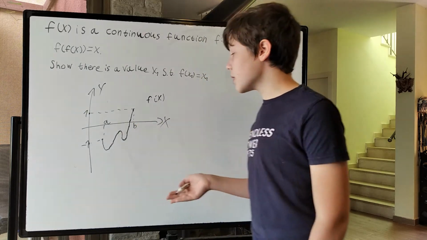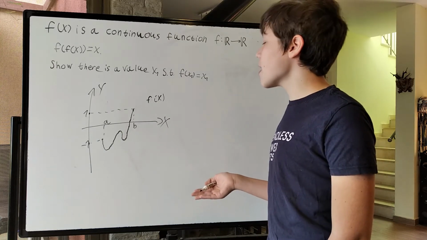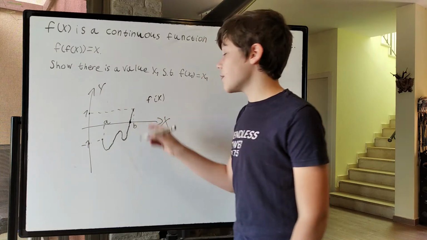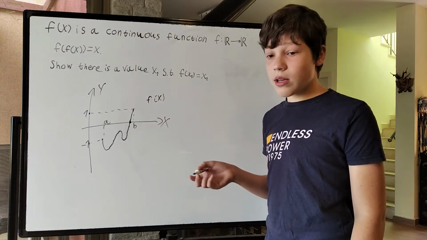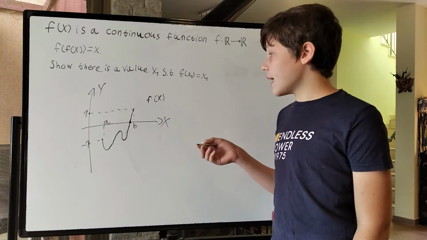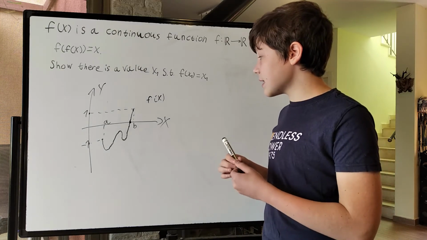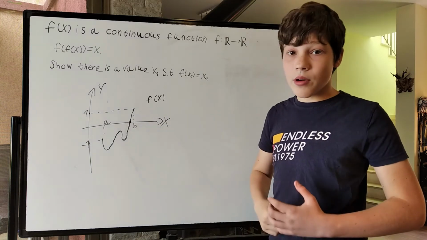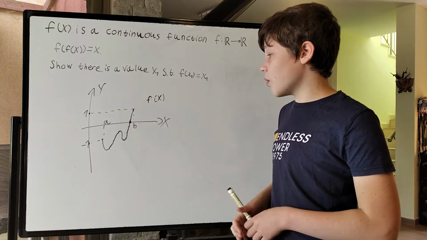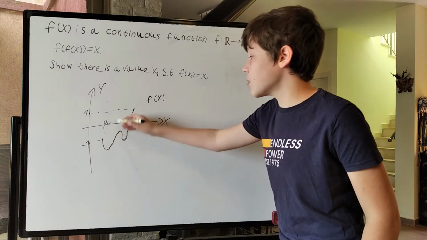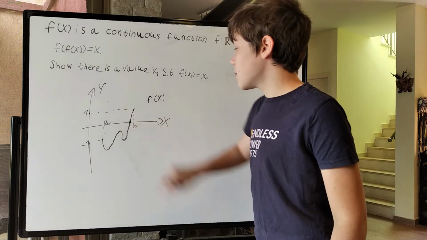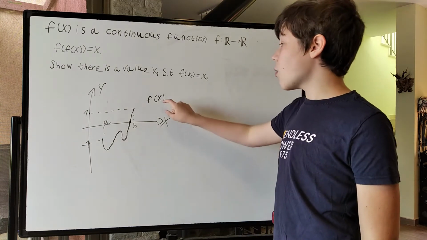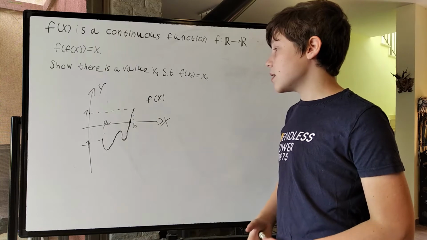This is just an example of this sort of graph. And what we get is a certain point that f of x crossed the x-axis. And because it hit the x-axis, it means that on this point, f of x is 0. Now, it doesn't have to be one point. It could be multiple points if it goes like this. But we know that there must be at least one point where f of x is 0.